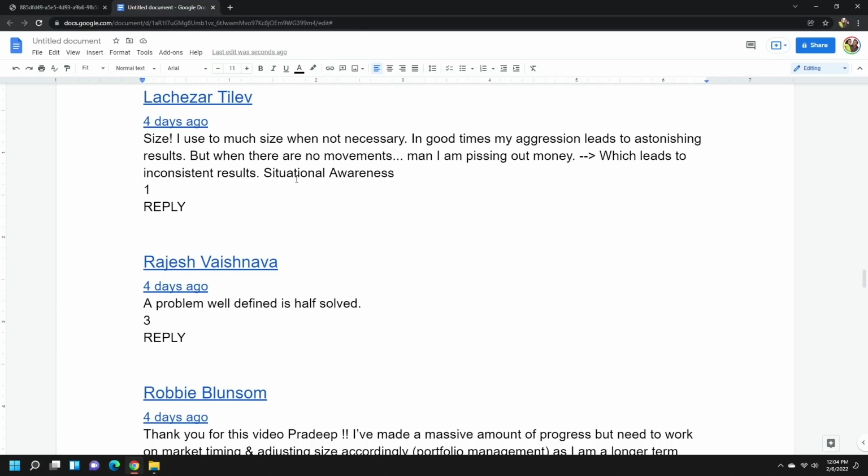So situational awareness is a higher order skill. It is a filter which you need to put on top of your setups, and that filter is going to determine whether you're going to take certain kinds of setups. Like if you are trying to short in a bullish market, it's not going to work, right? In the same way, you're not going to be very aggressive in a market where breakouts are not working or things are not working.